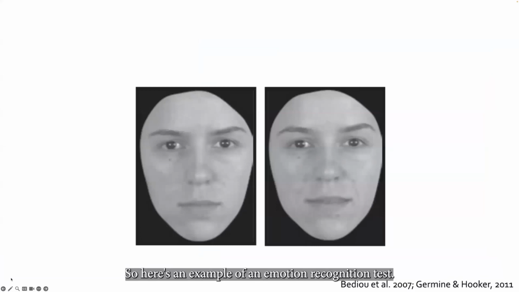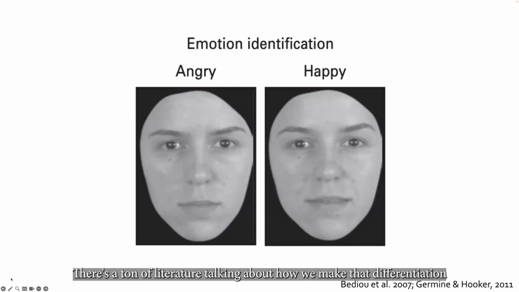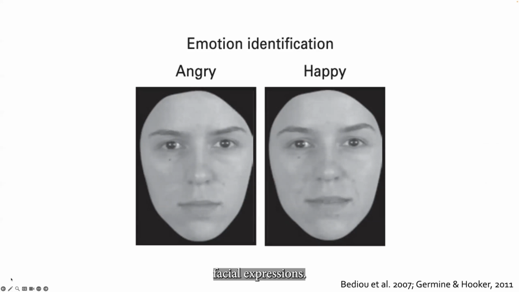So here's an example of an emotion recognition task. Note this one happens to be emotion recognition via faces. Face tasks are also social cognitive skills, and there may be a variety of specific components to this. You could be analyzing identity, so I could ask you if this is the same person. You could be analyzing familiarity, have you seen this person before? Or in this instance, emotion. There's a very subtle difference between these faces, but there is a difference. This one is angry and the other one is happy. There's a ton of literature talking about how we make that differentiation and whether that happens spontaneously when we see people's facial expressions.